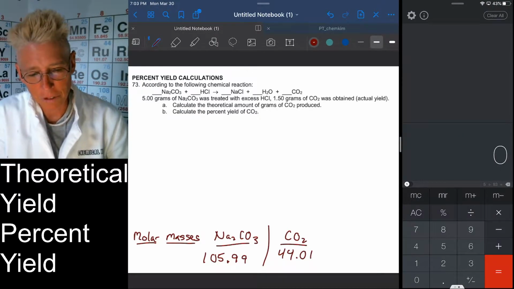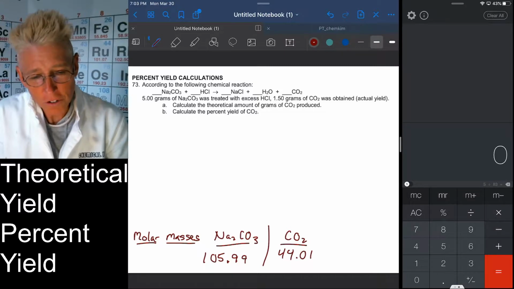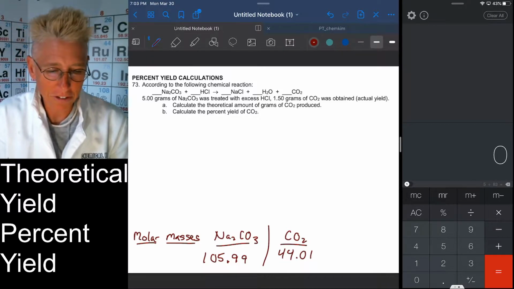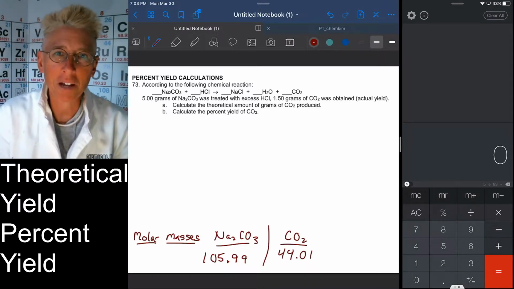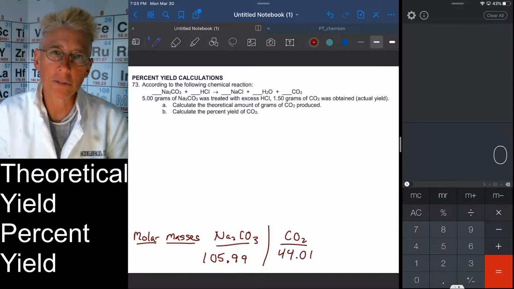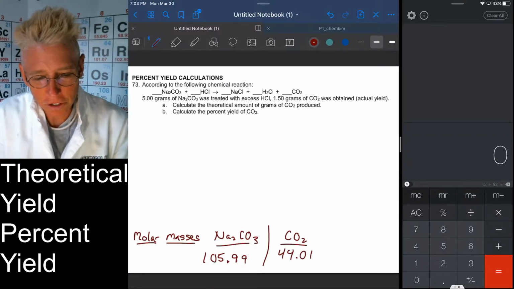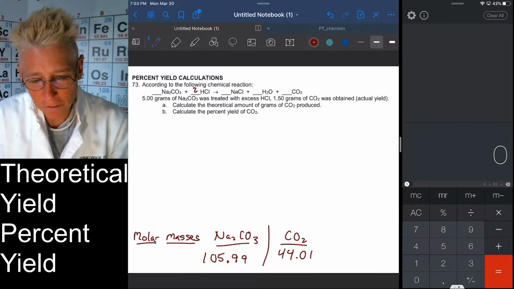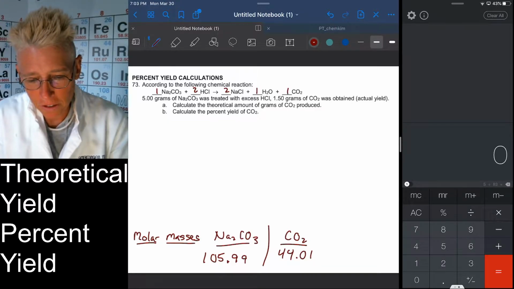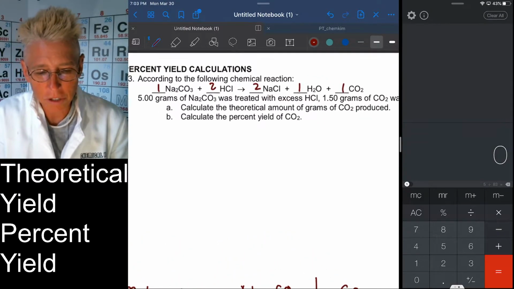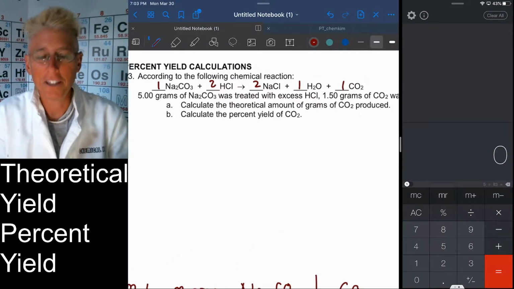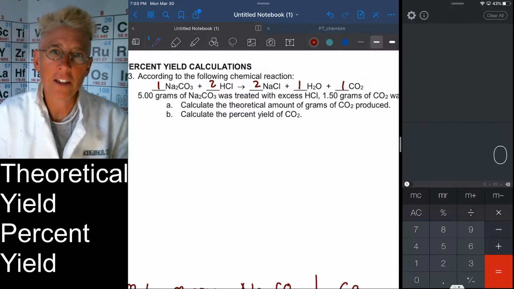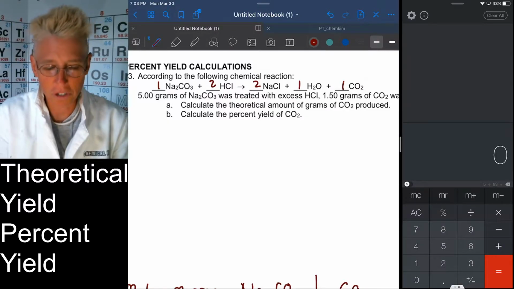So let's look at number 73. First, we see that the equation is not balanced, and I haven't tackled the stoichiometry of it yet, but I do always want to balance my equation. Hopefully you're very comfortable with balancing equations. To balance this one in particular, I need to put a 2 in front of the HCl and a 2 in front of the NaCl, and that is balanced. And I like to put in those coefficient ones.